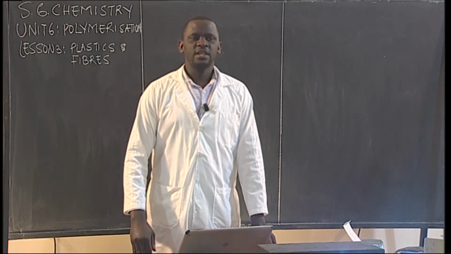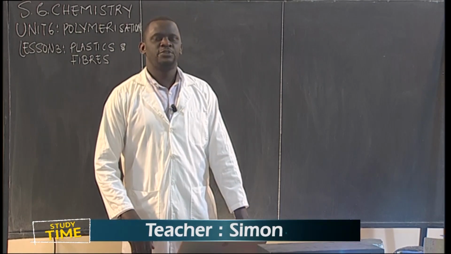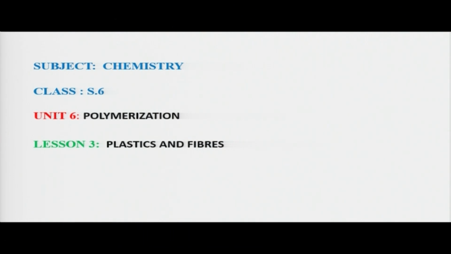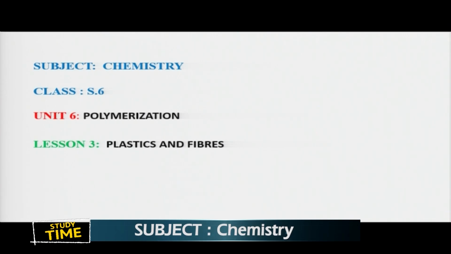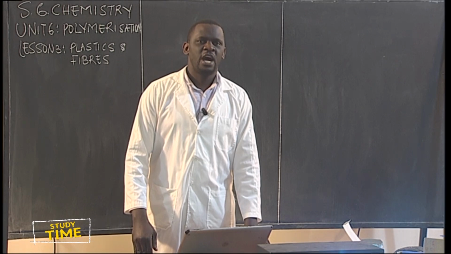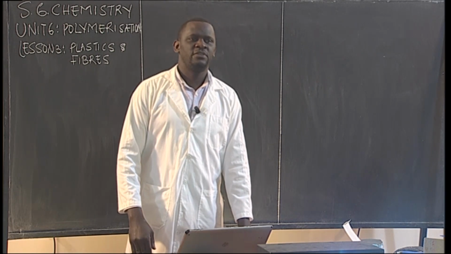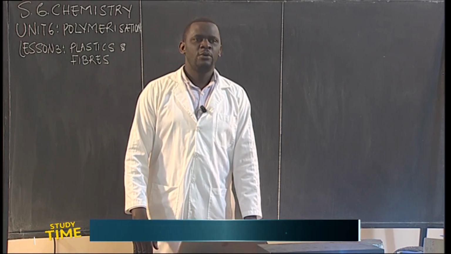Welcome. This is Mr. Simon, and we are here to change our world with chemistry. So today we are still talking about polymerization, and we are basically going to talk about plastics and fibers today. We talked about the different types of polymers, and we tried to talk about the different classification of polymers, and we observed that these polymers can be classified in different ways. So today we are going to classify our polymers in terms of plastics or fibers.